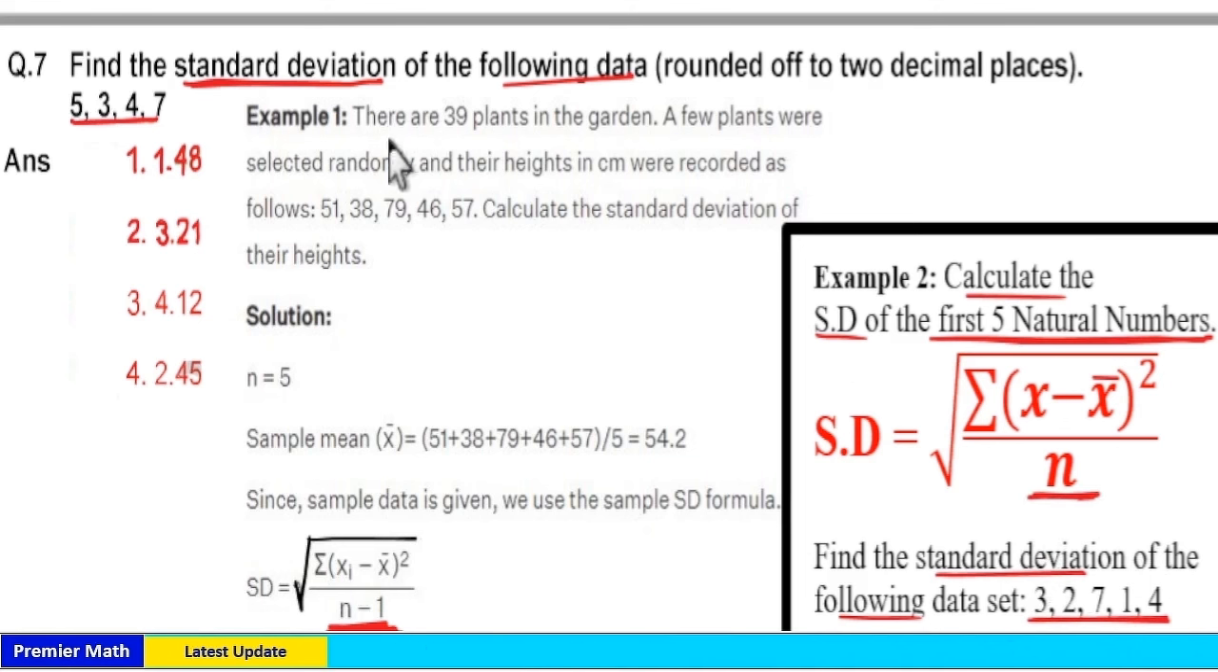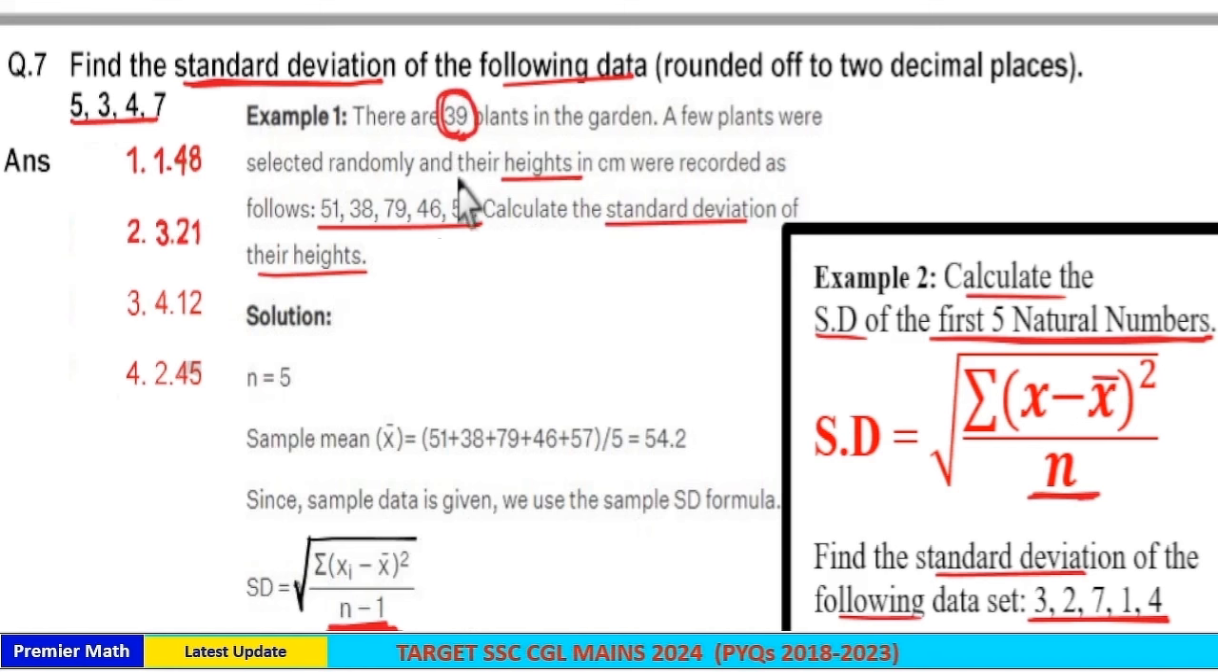But in the second case, the example is, there are 39 plants in the garden. And out of this 39, heights of 5 plants are given. Then calculate the standard deviation of their heights. Which means, here 39 is the whole population. And out of this 39, heights of only 5 plants are given, which means you only have certain data out of this entire population. Which means you should use n minus 1 in the denominator.